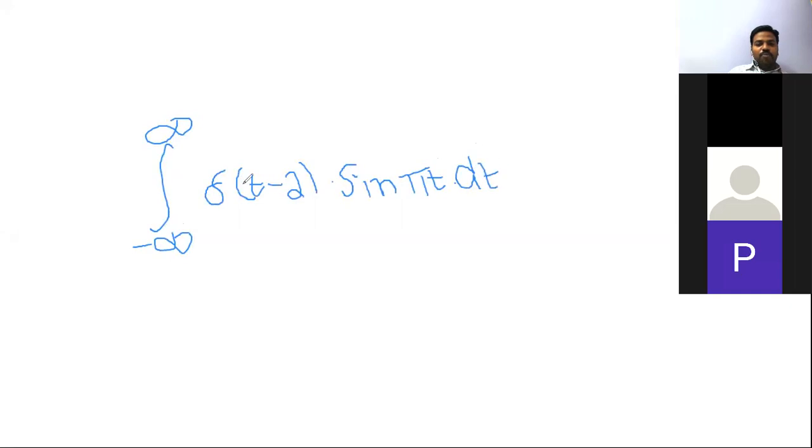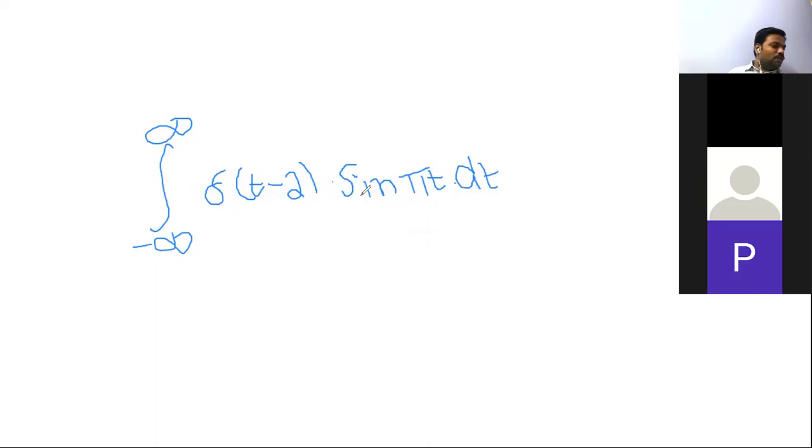See, in the earlier problem, we used tau here: delta of tau multiplied by x of t minus tau. Why? Because small t was already there, and if I used small t in place of tau, you would get some confusion. So I represented that with another letter. But in this case, there is no problem at all. So it is delta of t minus 2 multiplied by sine of pi t, dt.